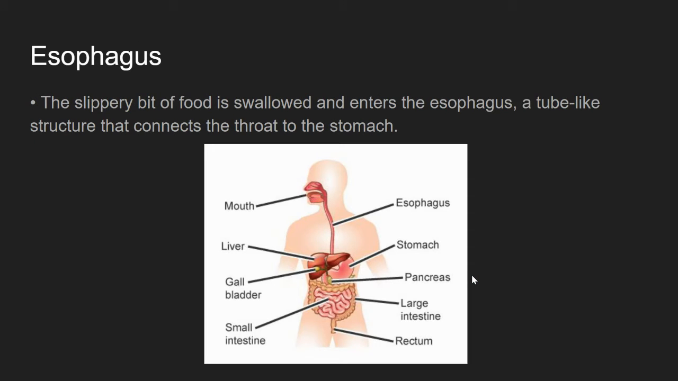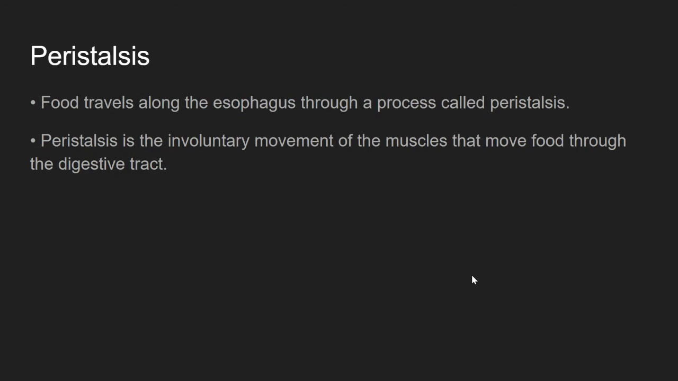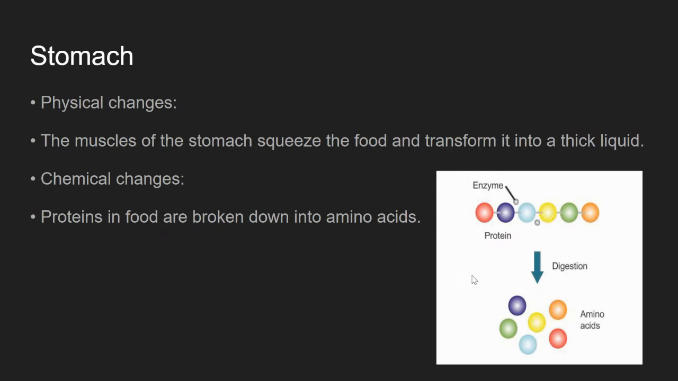Now, once your food is chewed up and you swallow it, it enters the esophagus, which is a tube-like structure that connects the throat to the stomach. Now, it travels along your esophagus through a process called peristalsis, which is the involuntary movement of the muscles that move food through the digestive tract. Now, the muscles of the stomach then squeeze the food and transform it into a thick liquid, and proteins in food are broken down into amino acids.